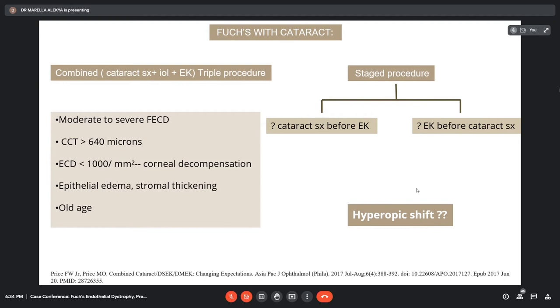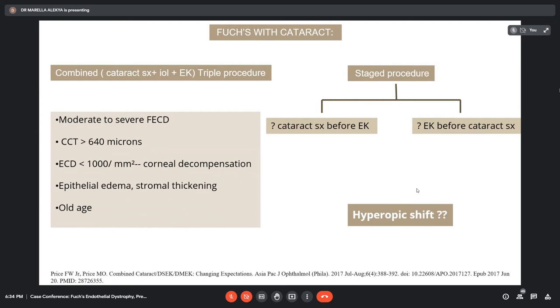Now, with the advent of DMEC, we are preferring this staged procedure where endothelial keratoplasty is done first, followed by cataract, because refractive prediction will be accurate for cataract surgery if edema settles down after keratoplasty. For this, a smaller graft should be used so that it won't interfere with later cataract incision, and graft should be placed slightly towards nasal side in case the surgeon is planning a temporal approach for cataract surgery.